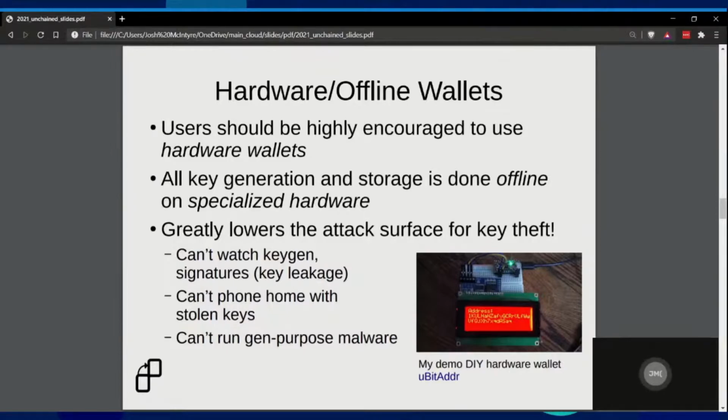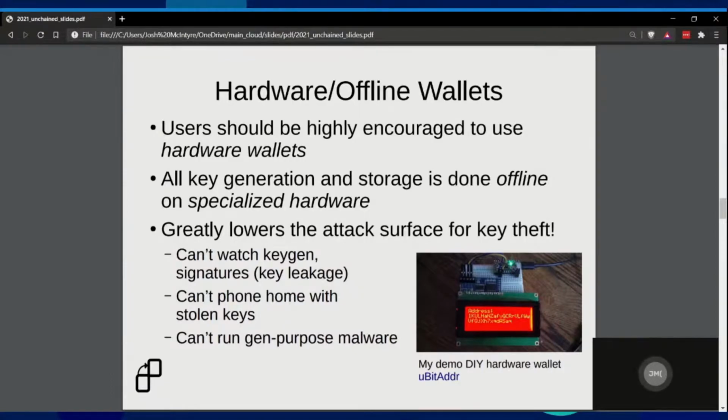Their firmware is explicitly designed so that when you plug that device into a computer, the only data that it allows you to send to itself is the information that you would need to generate a signature for a transaction to send money, right? It doesn't have the ability to run very general purpose malware like a laptop does.